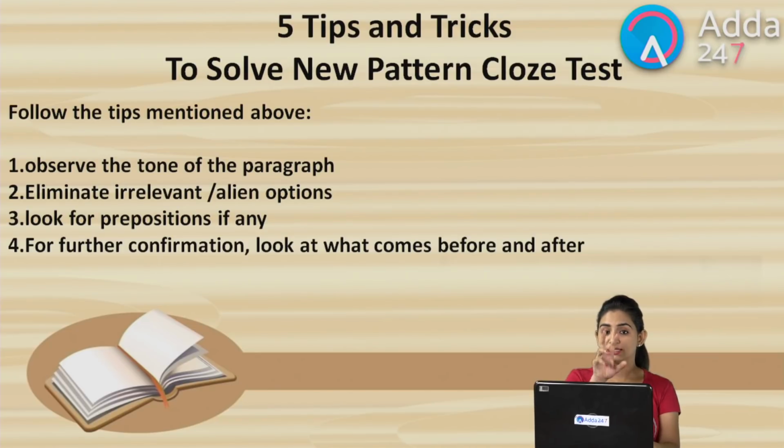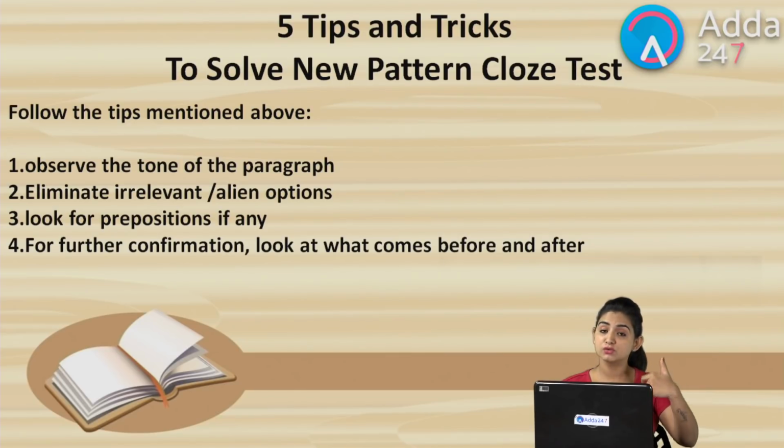So here are the tips that you need to take care of while solving a paragraph. Here it is. Observe the tone of the paragraph. Second, eliminate irrelevant or alien options. Those options that do not suit, you need to eliminate them. Third, look for prepositions if any. And fourth, for further information, look at what comes before and after it.